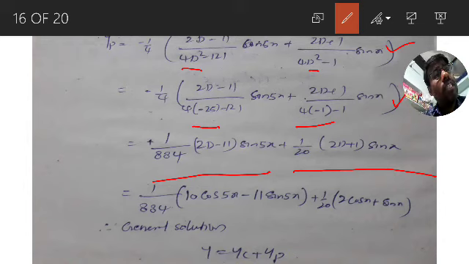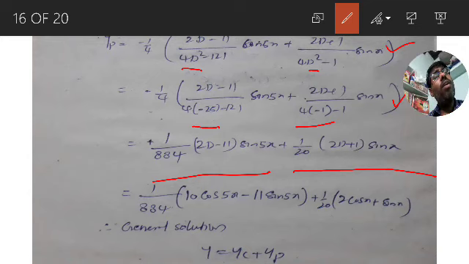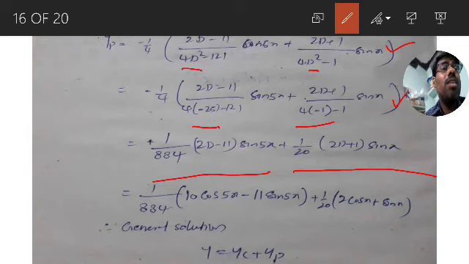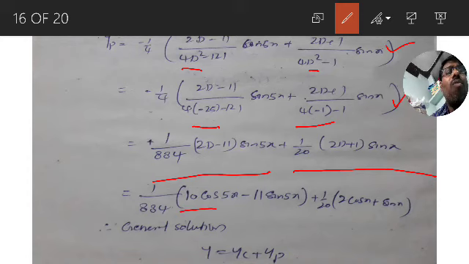Derivative of sin x is cos x. But derivative of sin x is a into cos x. Now derivative of sin 5x is 5 into cos 5x, 5 into 2, 10 of cos 5x minus 11 of sin 5x. 1 by 20 into 2 of derivative of sin x is cos x plus sin x.